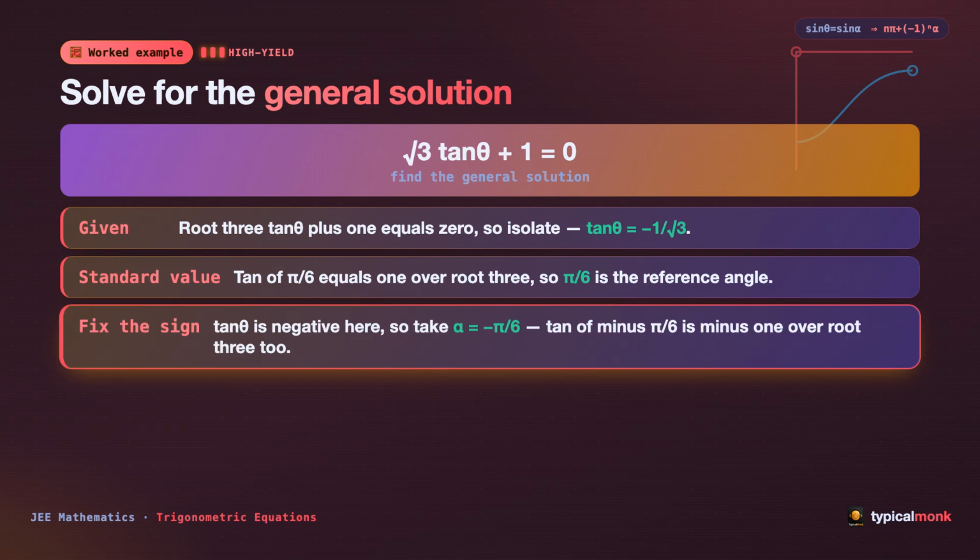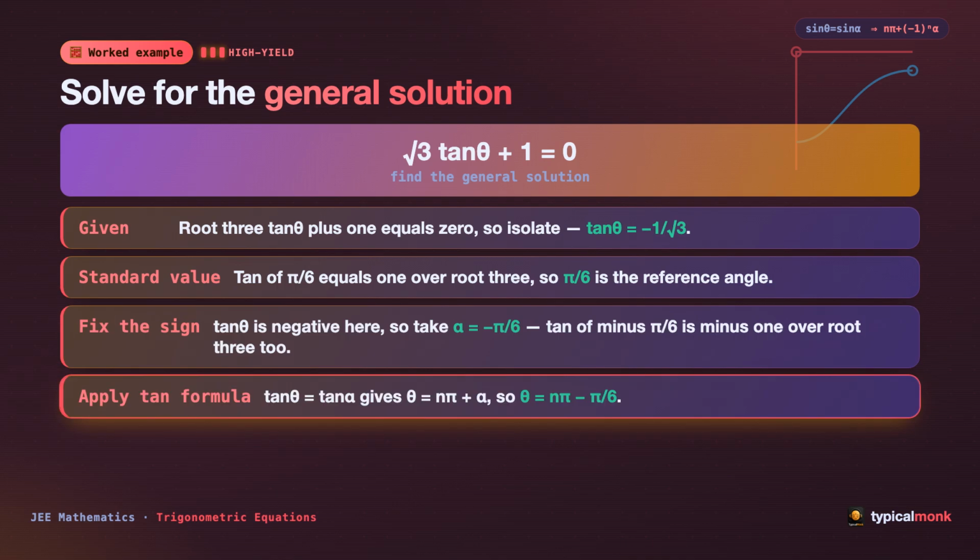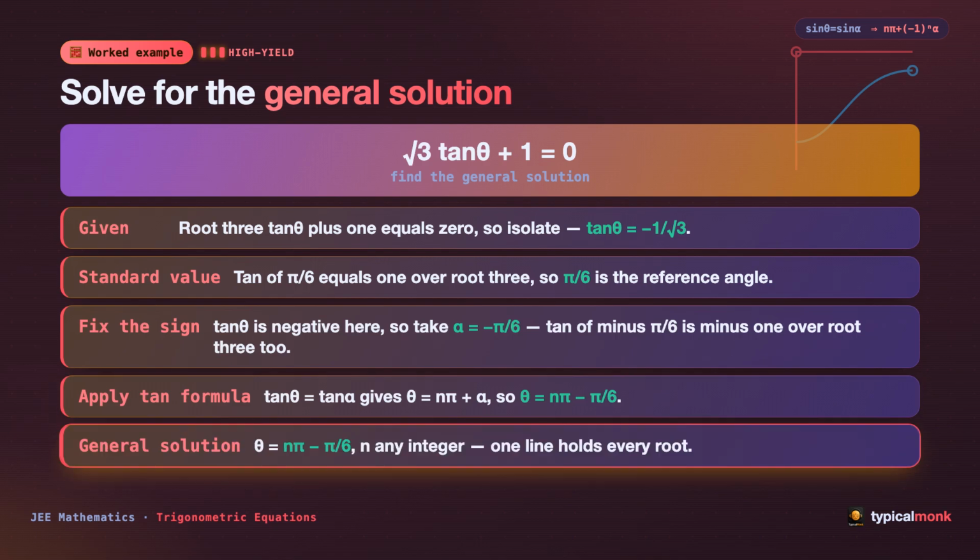Tangent theta is negative here, so take alpha equal to minus pi over 6, because tangent of minus pi over 6 also equals minus 1 over root 3. Step 4. Apply the tangent formula. Tangent theta equals tangent alpha gives theta equals n pi plus alpha, so theta equals n pi minus pi over 6. Step 5. Write the general solution. Theta equals n pi minus pi over 6, with n any integer.